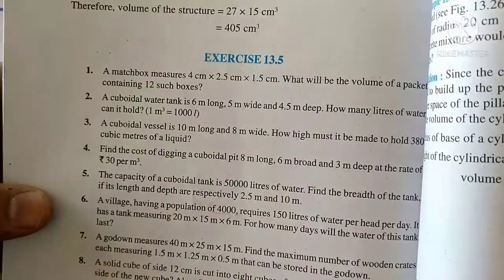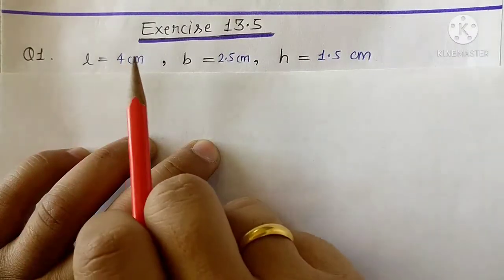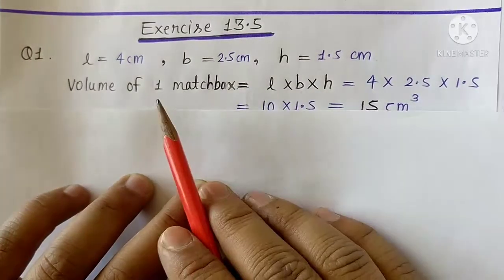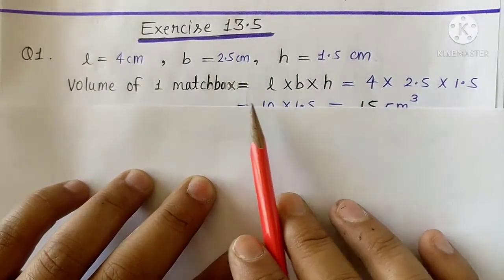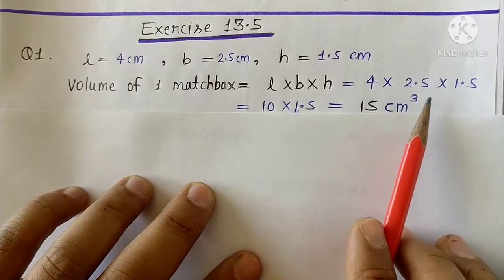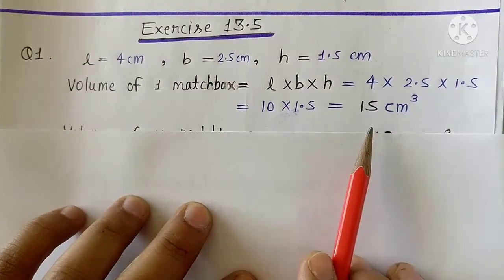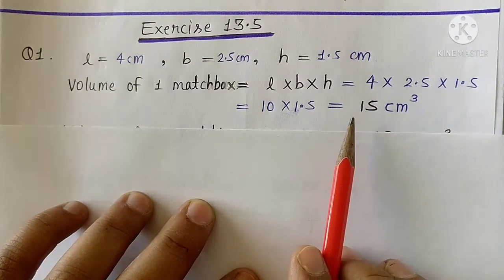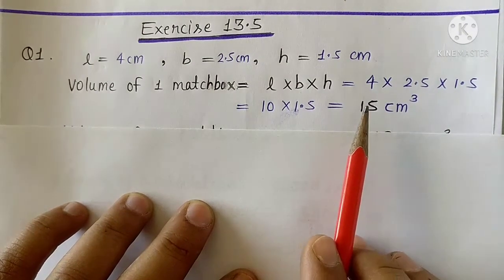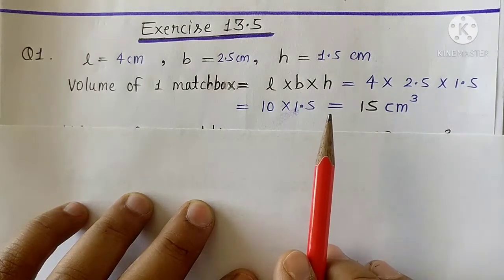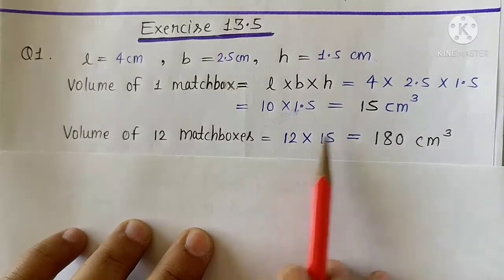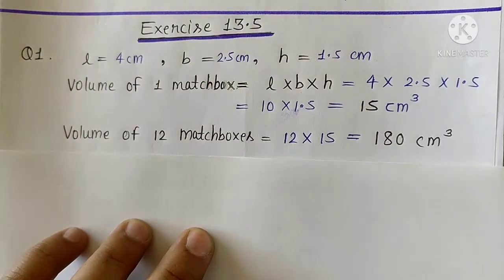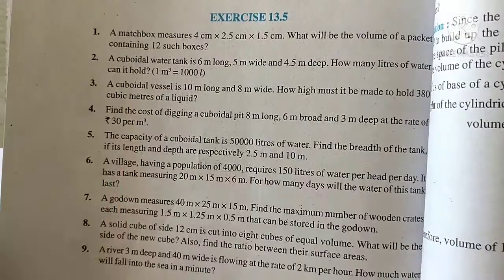So let's do this question. From the question we have written L 4 cm, B 2.5 and H 1.5. By using the formula, volume of a cuboid, that is one matchbox, L into B into H, so 4 into 2.5 multiplied by 1.5. That comes 15 centimeter cube. Remember, the unit of volume always comes in cube only. Now we have to find the volume of 12 such boxes, so multiply by 12. 15 multiplied by 12 comes 180 centimeter cube. This is the answer. I hope it is clear.